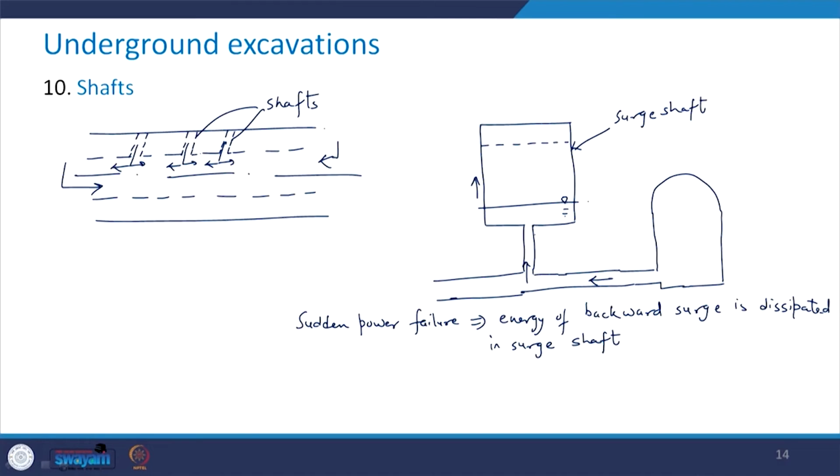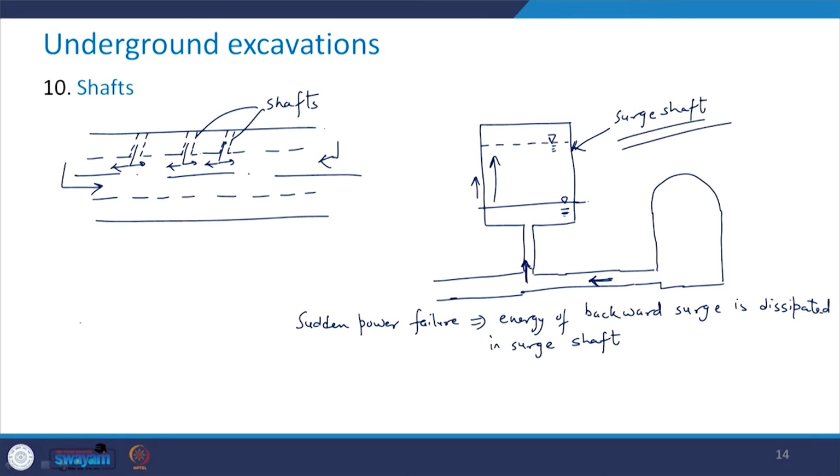So, you see that suddenly, it will have this space here. This water level which was here, if there is a power failure, will go here and suddenly there is going to be a rise in this level, which can be accommodated in case of the surge shafts.